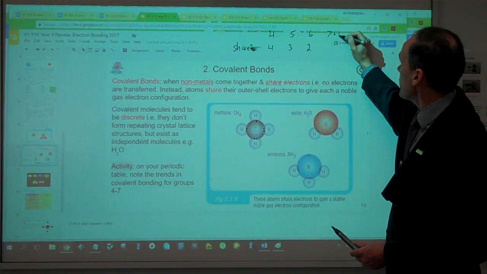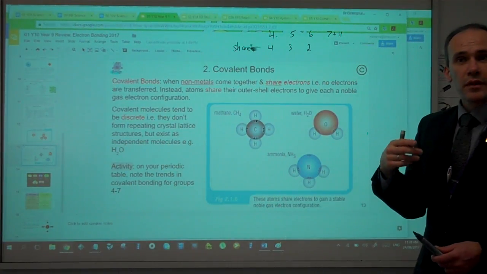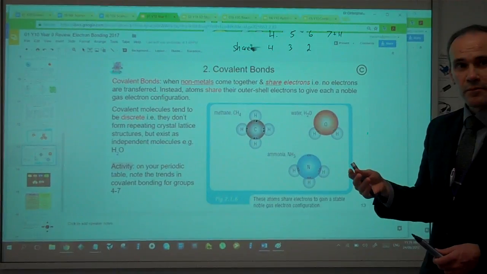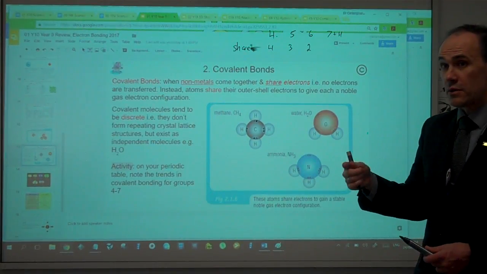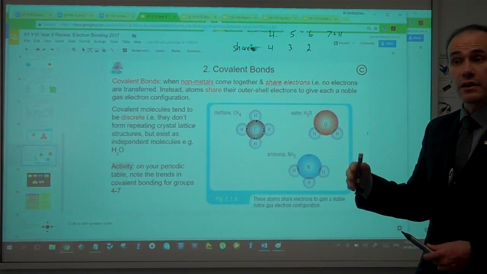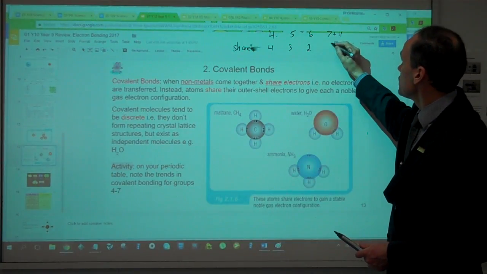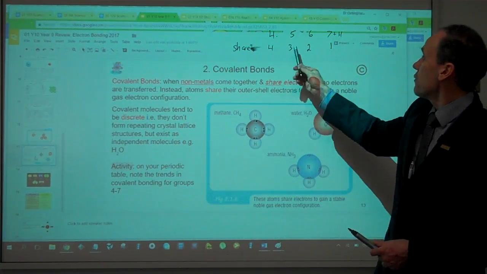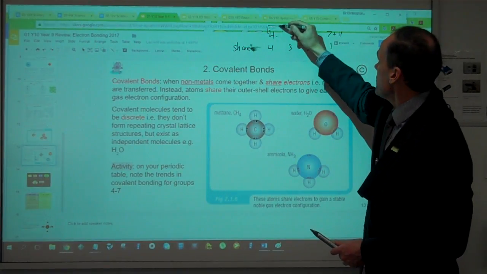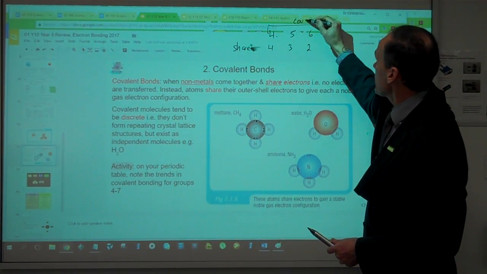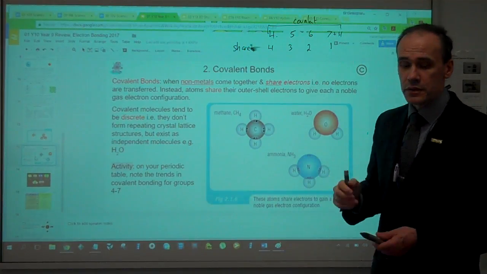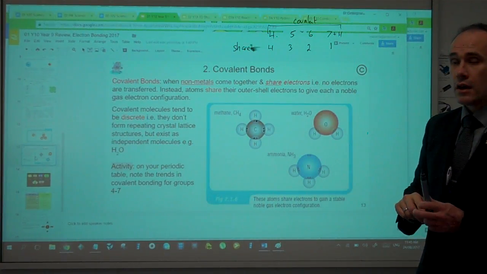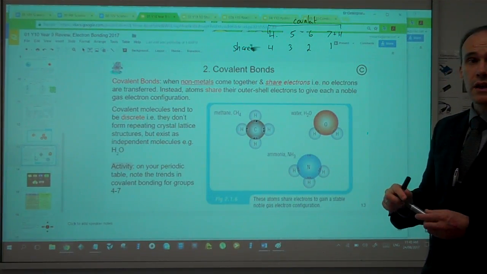If you're in group 7 and hydrogen, how many do you want to gain? 1. Group 7 want to gain 1 to get to 8, and hydrogen wants to gain 1 to get to 2. So they will share 1 to gain 1. And that information should be on your periodic table for groups 4, 5, 6 and 7.